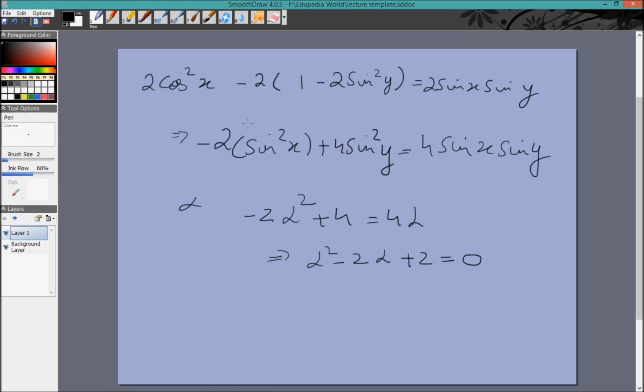Hang on, I think I made a mistake here. 2 cos square x minus 2 will be minus 2 sin square x plus 4 sin square y. Yeah, that's it, right? This is equal to 2 sin x sin y. This is 2 alpha. So alpha square minus alpha plus 2 is 0, which will give me alpha minus 1 into alpha plus 2 is equal to 0. Since we are talking about triangles, this has no meaning. So that means alpha is equal to 1, right? Given alpha is equal to 1, a by b is equal to 1. So the answer for the option B is P.